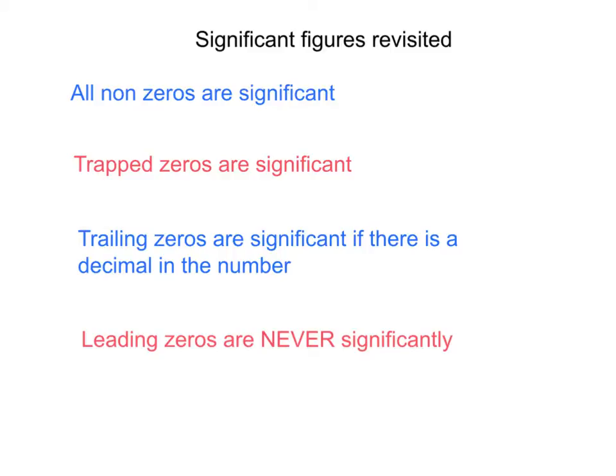Here's the deal. If it's not a zero, it's automatically significant. So all the non-zero numbers, 1, 2, 3, 4, 5, 6, 7, 8, 9, they're all significant. Zeros that are trapped between numbers are significant. So like 109, that zero is significant. Or even this one, look, 109.09. Both of those zeros are significant because they're both trapped between numbers. So it doesn't matter if there's a decimal or not. Trapped zeros are still trapped between numbers.